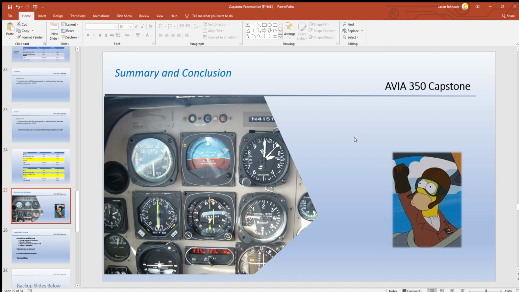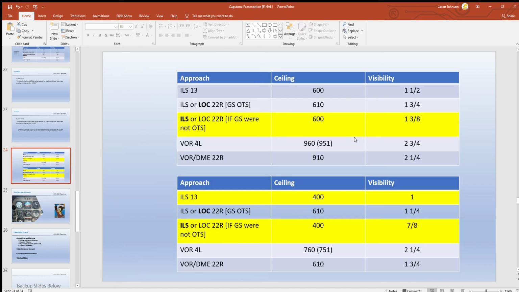Now, of course, for the 2 nav aid rule, back up just a second, we do have to have 2 different runways with 2 different approaches using 2 different nav aids, which is satisfied, I meant to mention this before, by this being the ILS to 13 and then the ILS to 22 right. 2 runways, 2 separate approaches, and 2 different nav aids.